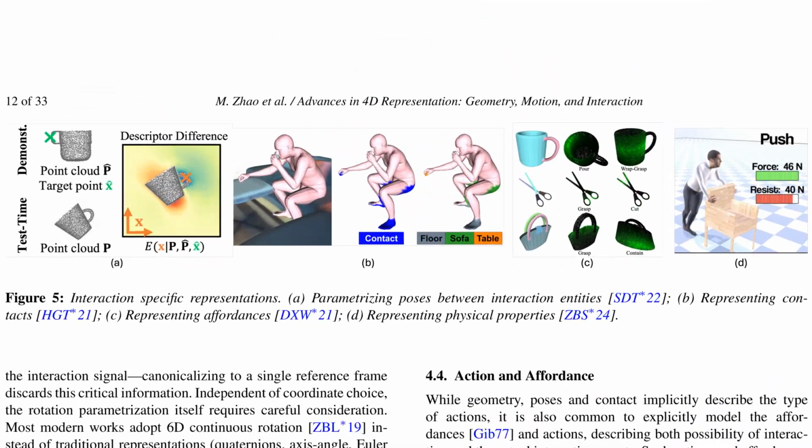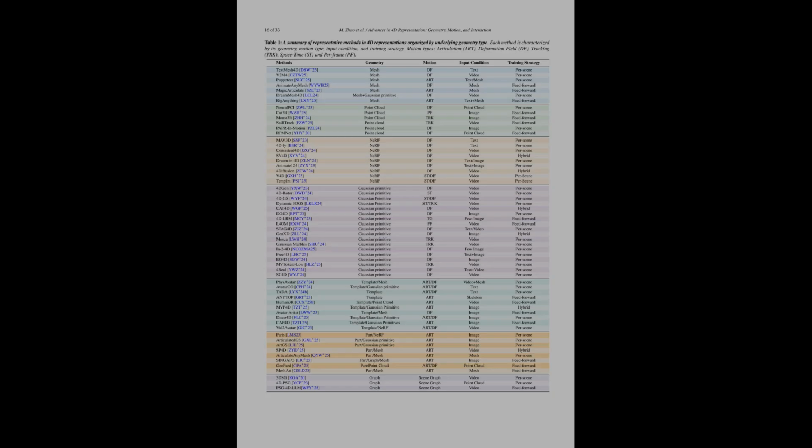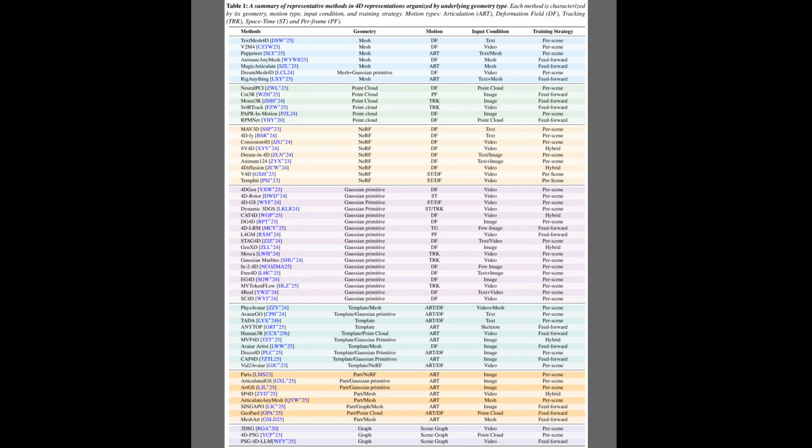So the previous figure tied motion to geometry across several schemes. Figure 5 presents interaction-specific representations, which span pose, contact, affordance, and physical properties. Panel A encodes poses between entities, using learned descriptors that remain consistent across scenes. Panel B visualizes contact over time, highlighting where the body touches floor, sofa, or table. Panel C depicts affordances, showing actions like grasp, pour, or cut that objects invite. Panel D models physics, estimating forces and resistances, so interactions remain plausible. So the previous figure highlighted interaction primitives.